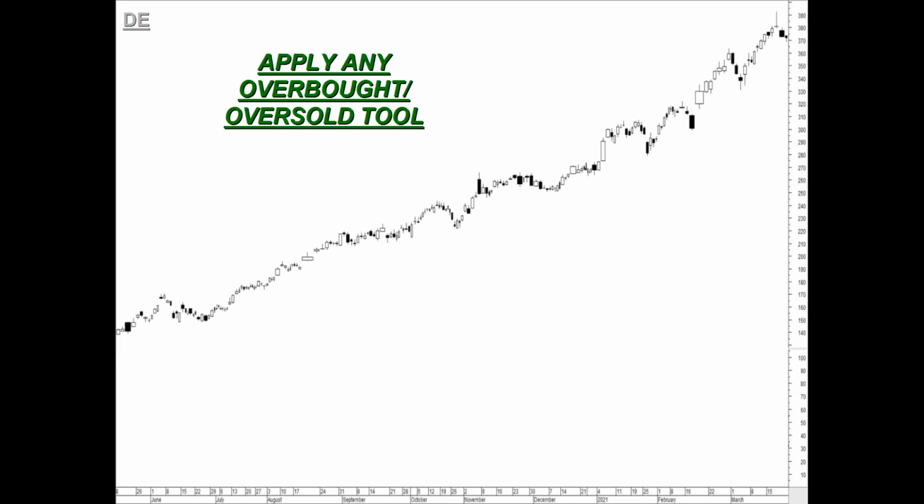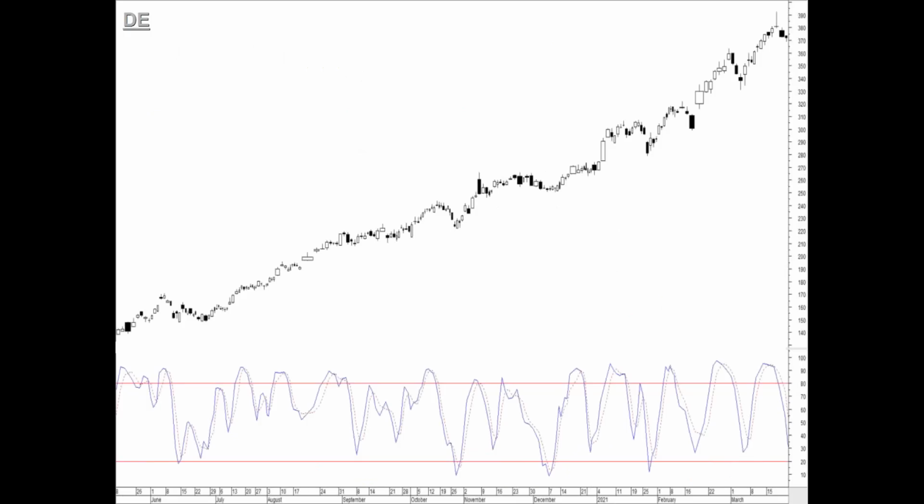So we're just once again going to apply a standard stochastic oscillator. I don't know what the settings are, so don't ask me. Just whatever platform you're using, just click on stochastic oscillator. All right. Now, if you're above that top threshold, most likely it's telling you you're overbought. If you're below, it's telling you you're oversold.